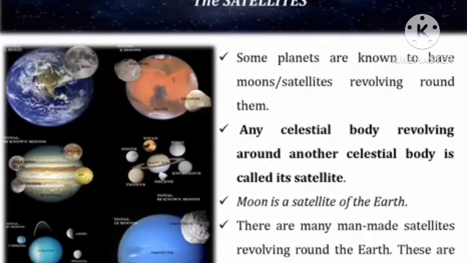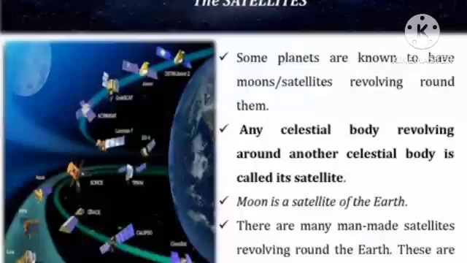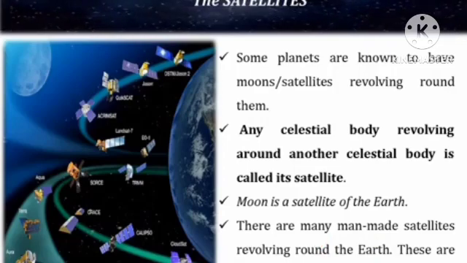The next member of our solar family is the satellite. Now some planets are known to have moons or satellites revolving around them. Now the definition of satellite is any celestial body revolving around another celestial body is called its satellite. For example, moon. Moon is a satellite of the Earth. So these all are natural satellites. Now there are many man-made satellites which revolve around the Earth as well. And these man-made satellites are called artificial satellites. We learn more about artificial satellites in the following slides.